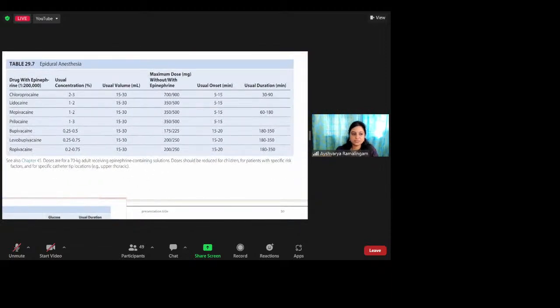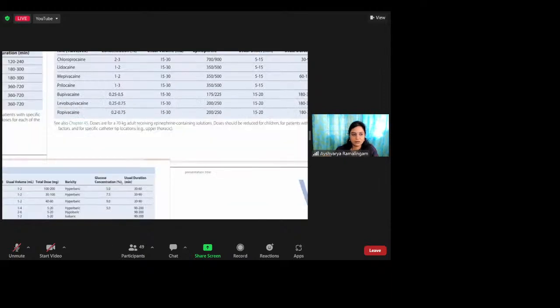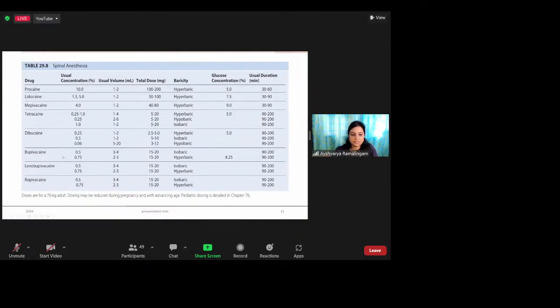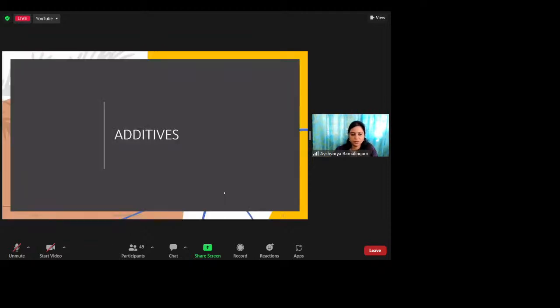With epidural analgesia and anesthesia, bupivacaine is preferred. Bupivacaine again lasts from 180 minutes, that is 3 hours, to 6 hours. It is very effective. With spinal anesthesia, essentially we use hyperbaric 0.5% bupivacaine with 8.25% glucose added. Again, it depends upon the volume we inject: with 3 to 4 ml, 90 minutes of action comes up to 3 to 4 hours.